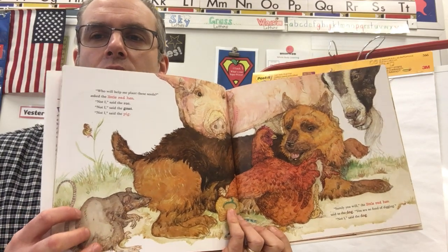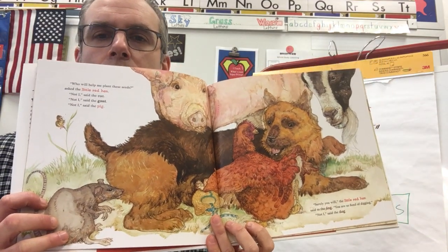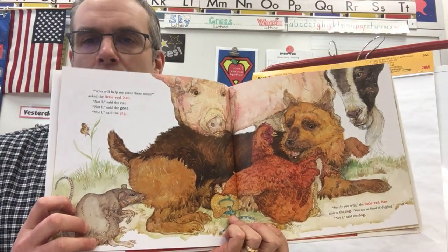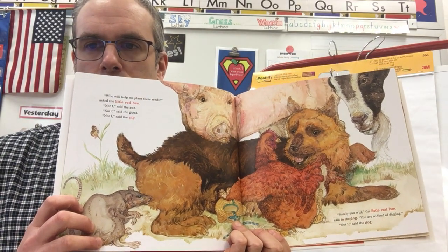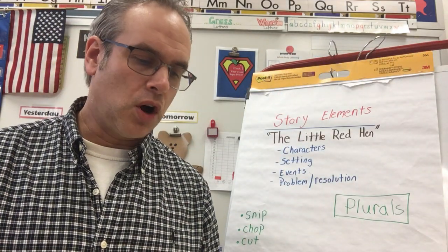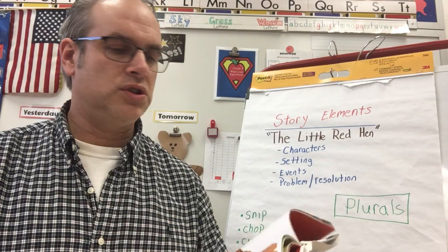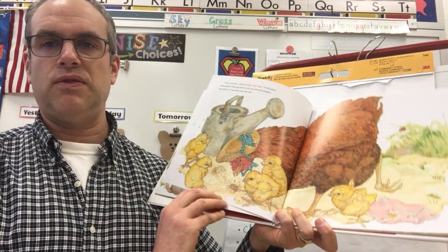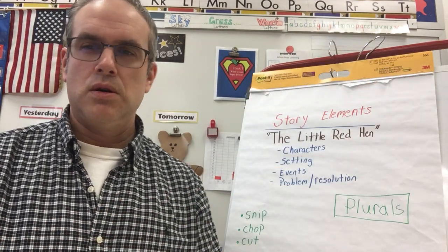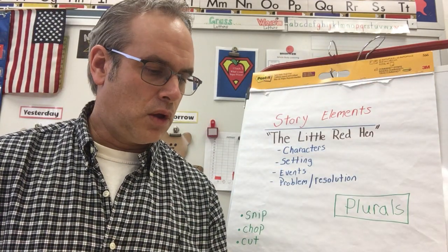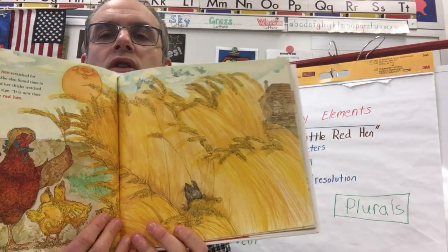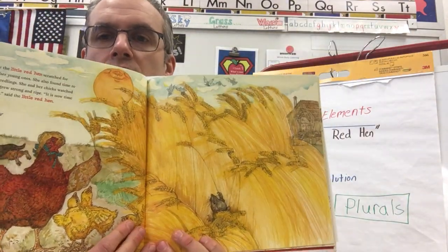She asks the other animals to help her plant them, and they all tell her no. So that's the problem. None of the animals want to help her. Okay? The dog won't even help her dig. So to solve the problem, she does it by herself. Okay? Some time passes. And I know some time passes because the seeds turn into wheat that is ready to be harvested.